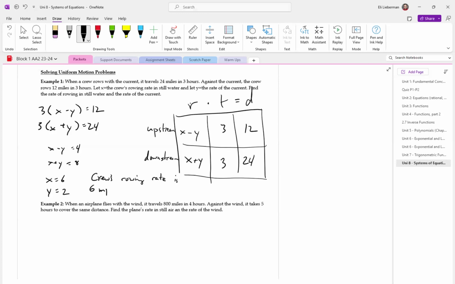6 miles per hour. And the current? It's 2 miles per hour. Is 6 miles an hour fast? I'm not sure. Depends if you're driving or walking. Like in a rowing? It seems like that's pretty fast. Like a rowboat. I feel like that's easy. Yeah, I think so. They practice, I imagine.